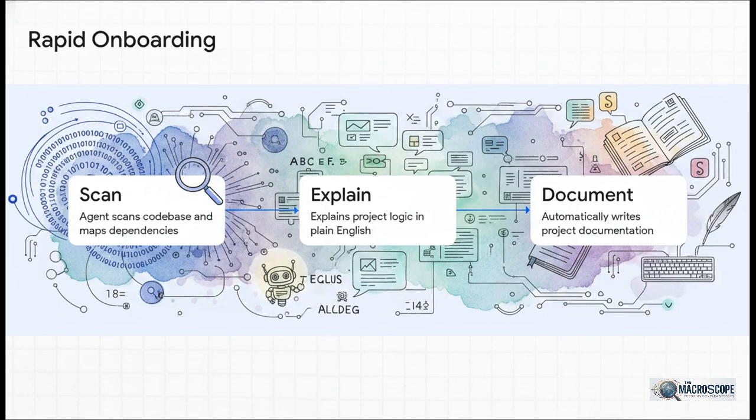Next up is the onboarding process. The agent acts like the ultimate crash course for any project. You just load your code into the IDE, and the AI instantly scans the files, builds out a dependency map, explains the underlying logic in plain English, and even writes the documentation automatically. Developers are actually reporting that this cuts down the time it takes to get familiar with massive legacy code bases from several days to just a couple of hours.